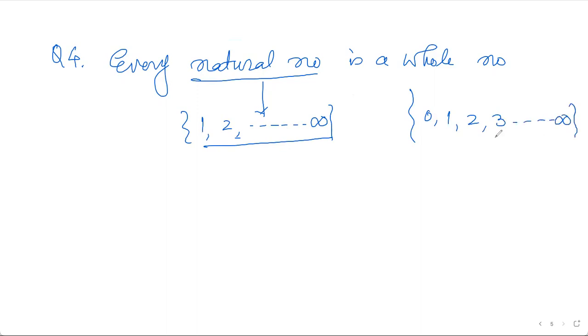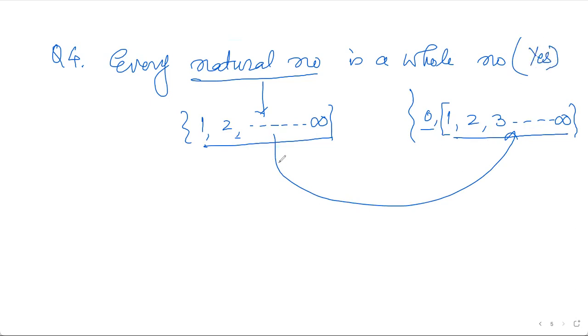What is the difference you are finding? That 0 is present here, 0 is absent here. So can you say that every natural number is a whole number? Yes, every natural number is a whole number because the whole set of natural numbers is present here. So every natural number is a whole number.